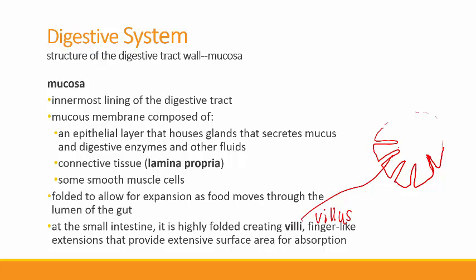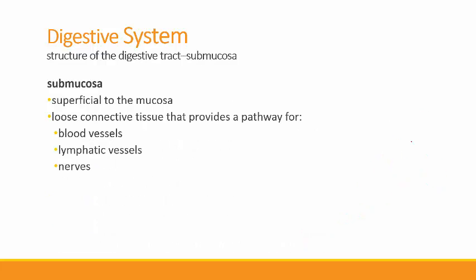So here's a single villus of the mucosa, and what that does is create a lot more surface area at the mucosa inside the digestive tract of the small intestine. That allows for lots and lots of absorption to occur across the intestinal walls. Okay, so there is the mucosa.